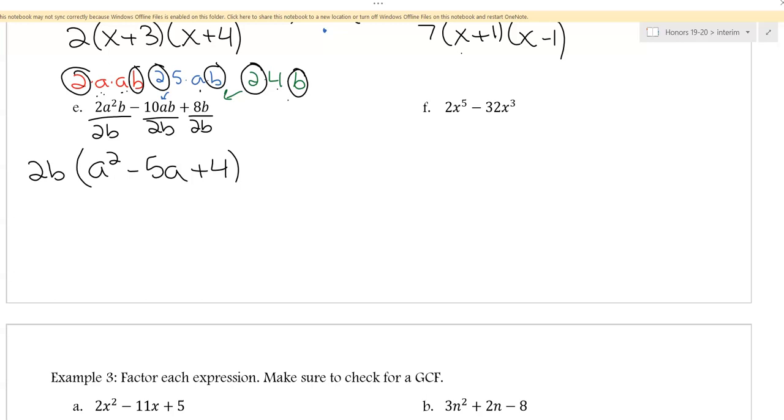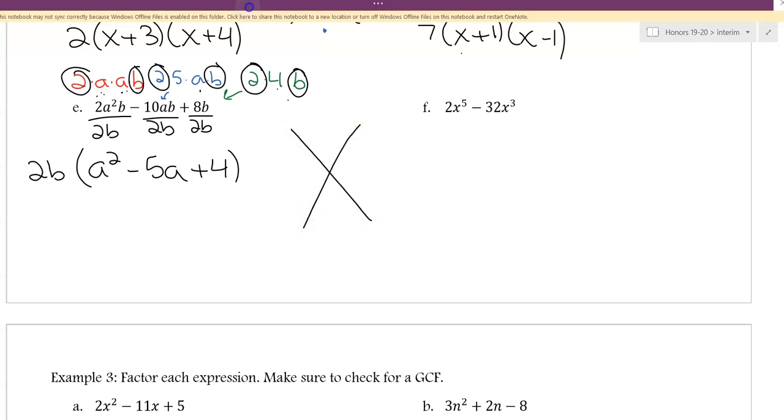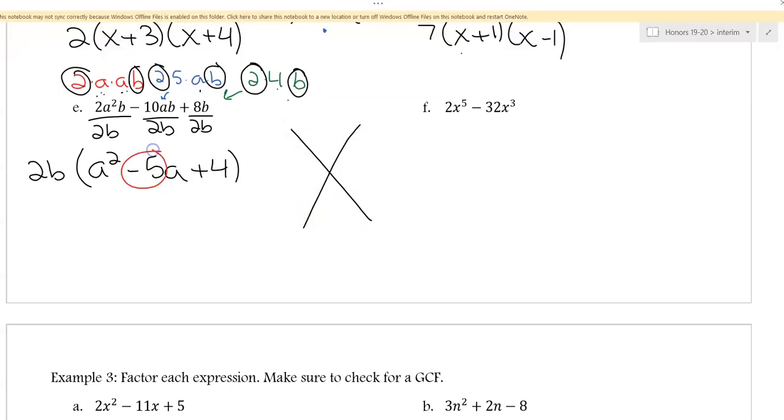Now again, we have just a nice, easy factoring here. We are going to add to negative 5. And we are going to multiply to positive 4. Well, 1 and 4 get me close, right? But that's positive 5. So I have to change both of those to negatives. Negative 1 and negative 4 get me to negative 5. So we have 2B. Our variable here is A, so A minus 1, A minus 4.